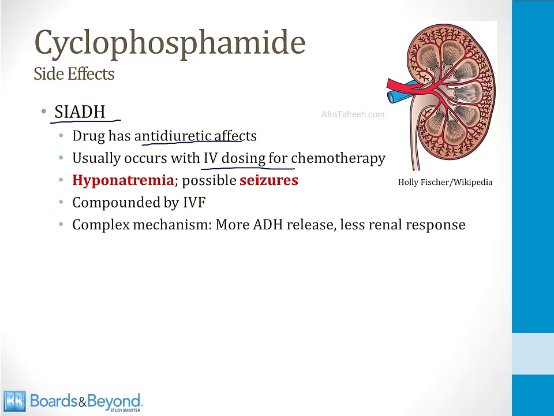Since it triggers the kidneys to hold onto water, this can potentially cause hyponatremia, which can sometimes lead in severe cases to seizures. This problem is compounded by the fact that patients are usually hydrated while they're receiving cyclophosphamide to prevent the development of hemorrhagic cystitis. The mechanism of this is complex. There's evidence that there's more ADH release in the setting of cyclophosphamide and less renal response, and through all of these mechanisms, this can potentially lead to SIADH.